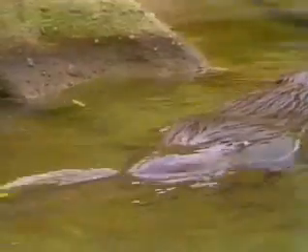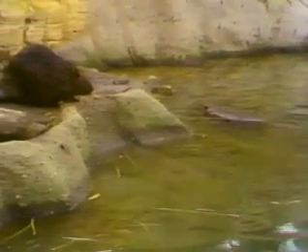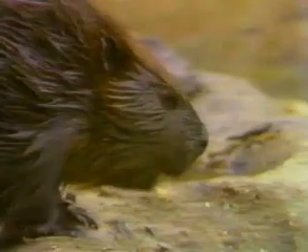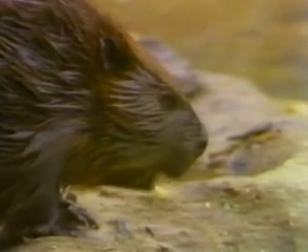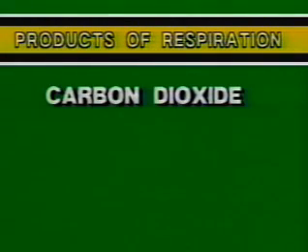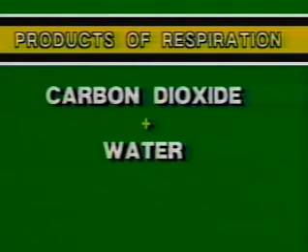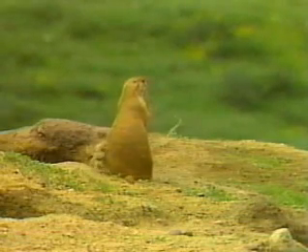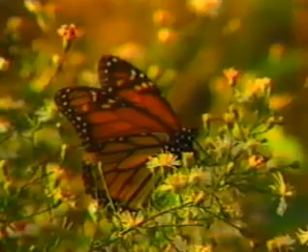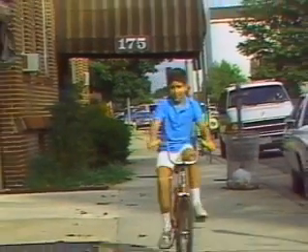During cellular respiration in most living things, food molecules are broken down, and some of these molecules eventually combine with oxygen. This results in the release of carbon dioxide, water, and energy. The energy released is used to carry on all life activities.